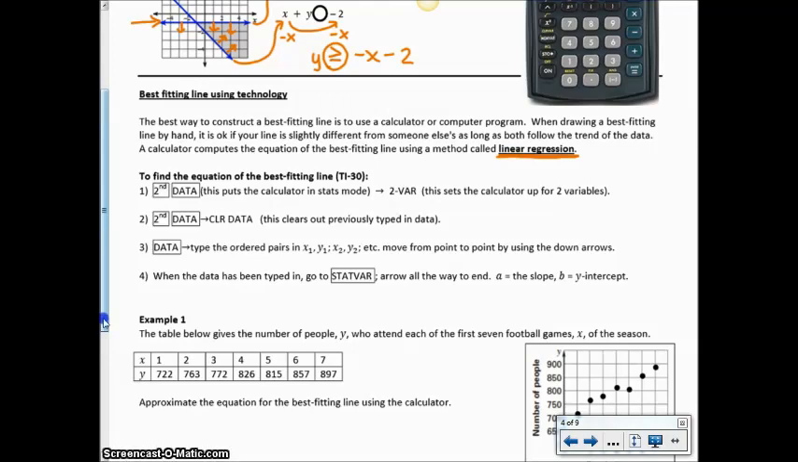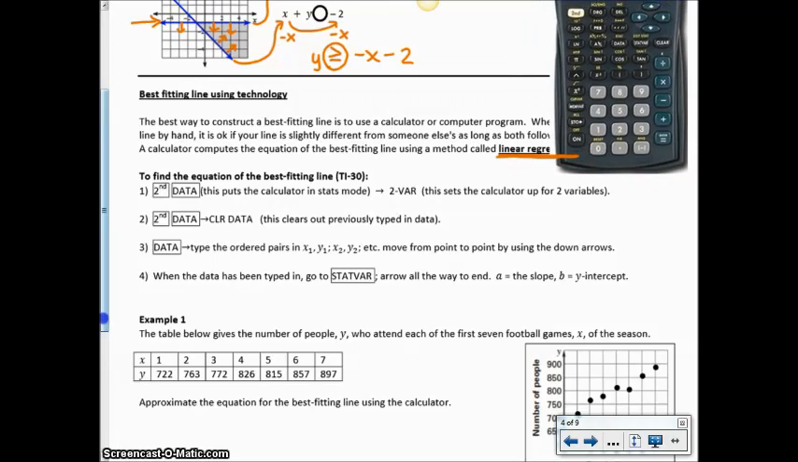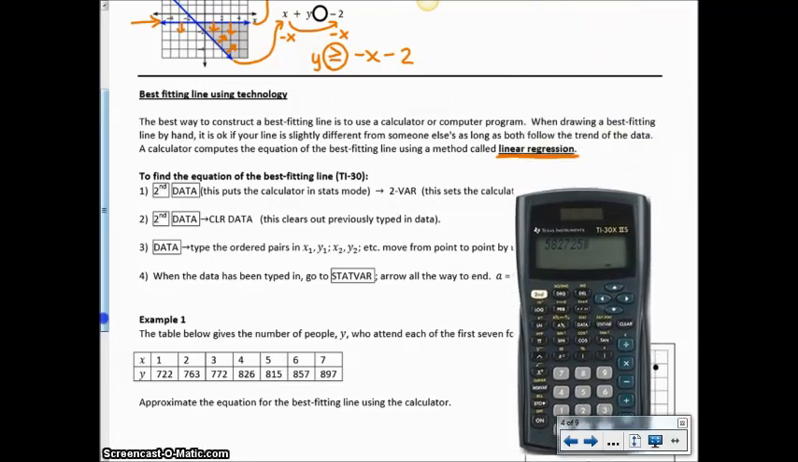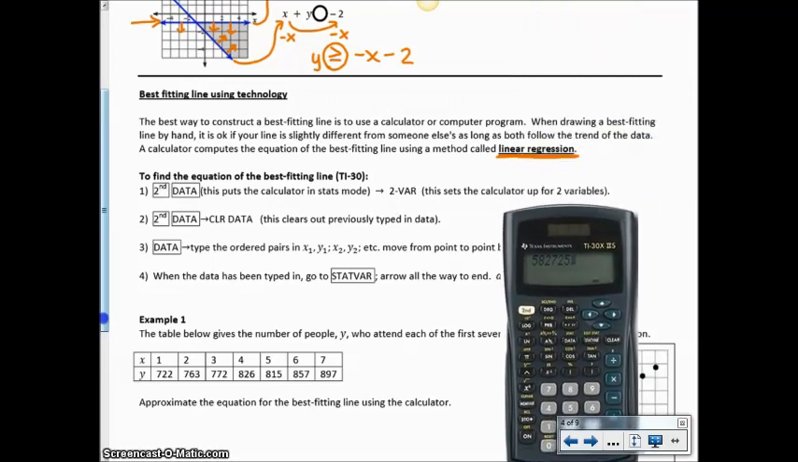So in your calculator, go ahead and turn it on, and for those of you who don't have one yet, I really suggest that you get one before the next test, which will be on Tuesday, not today, but next Tuesday. And what you're going to do is you're going to hit second and data.